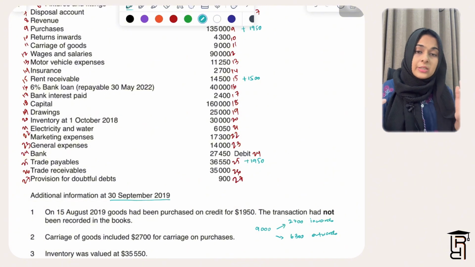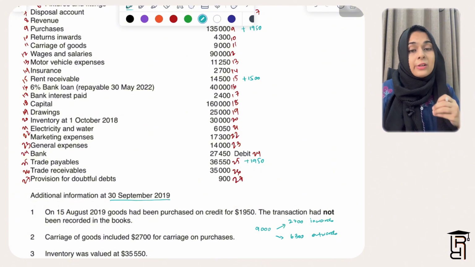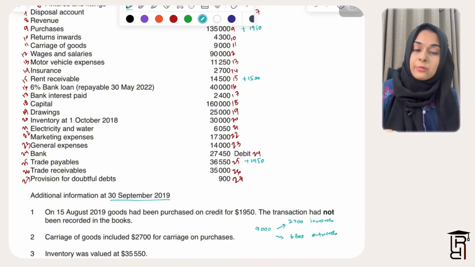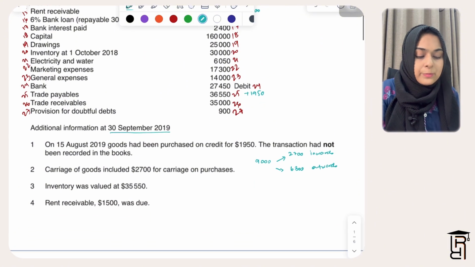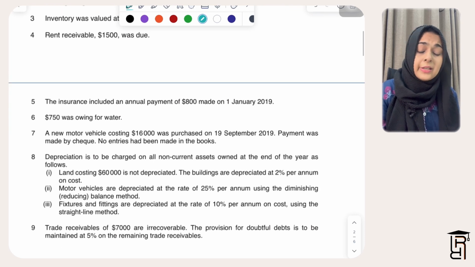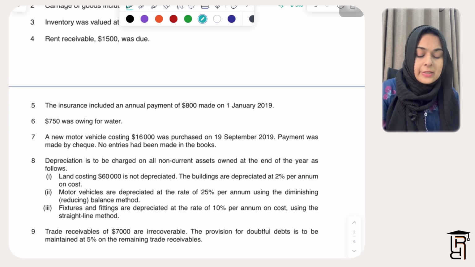So we are not interested in how much we are paying for an expense or how much we are receiving for an income. In the case of incomes, we are interested in the worth of the service that we are providing. So once we've provided the service, it should be part of our income statement, it should be a part of our income. The next point here says the insurance included an annual payment of 800 made on 1st January 2019.